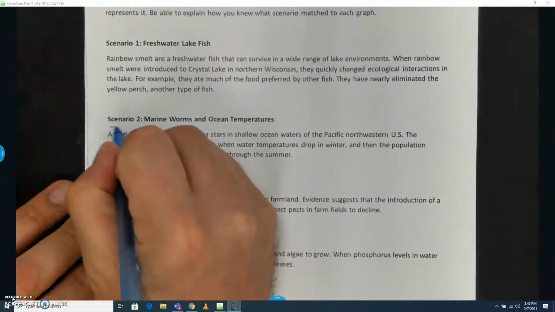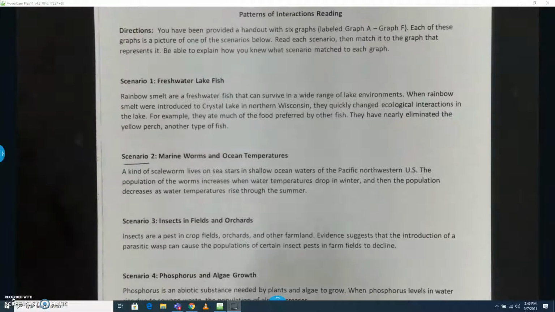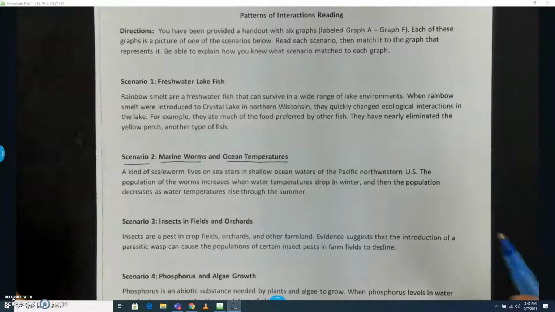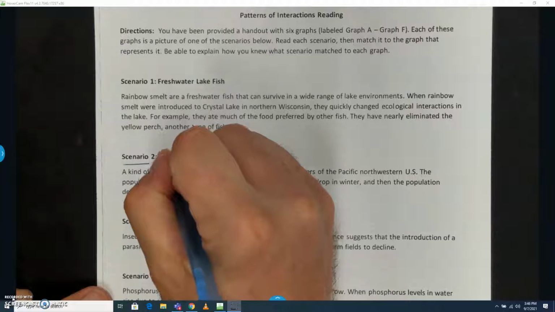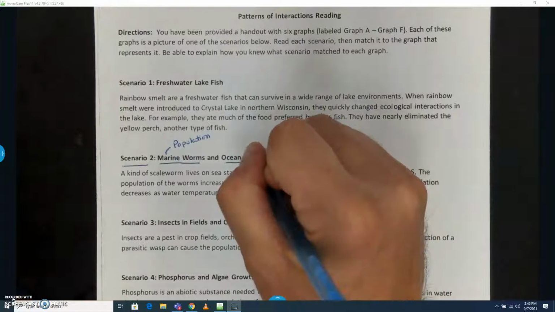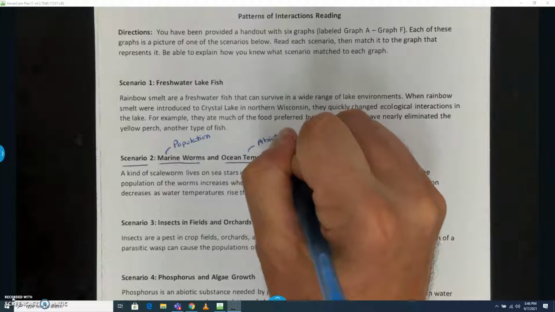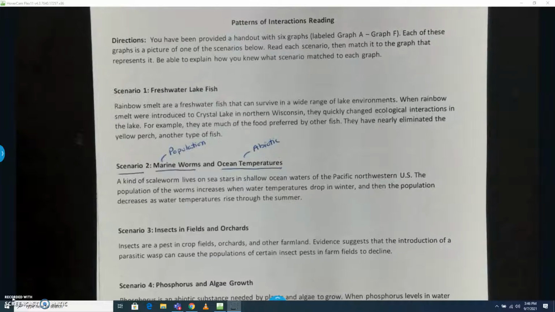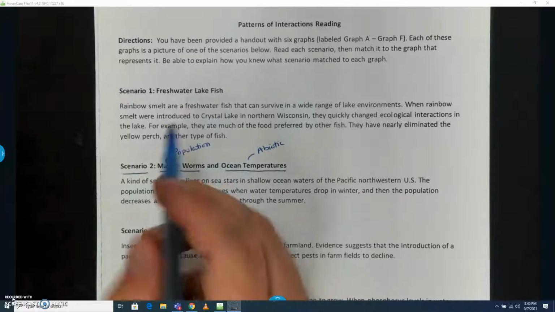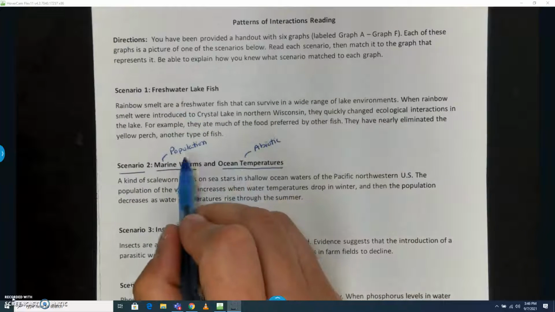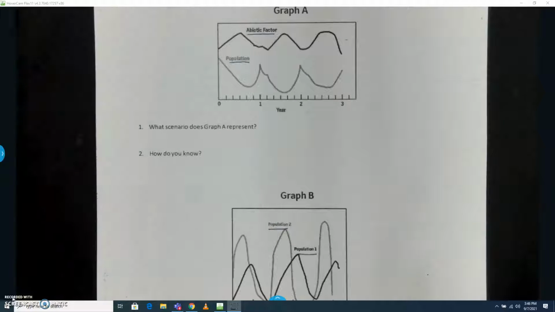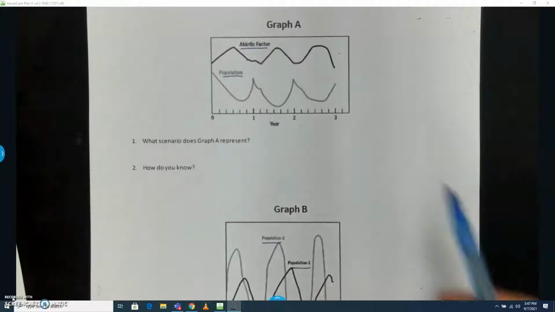Let's do scenario 2. And I'm looking at marine worms and ocean temperatures. This one's kind of nice because it just flat out tells me that I'm looking at a population of marine worms, and temperatures would be an abiotic factor. So now I know, just with that, and with some of these, like scenario 1, you will have to read to figure out, are you looking at 2 different populations or one population and one abiotic factor? But once you have determined that, we can narrow these graphs down to 3 possible options.